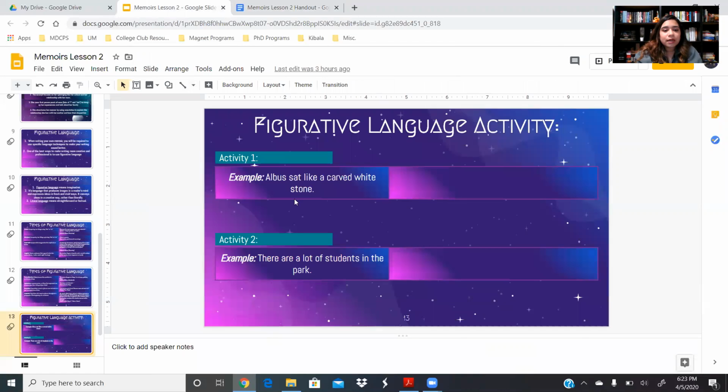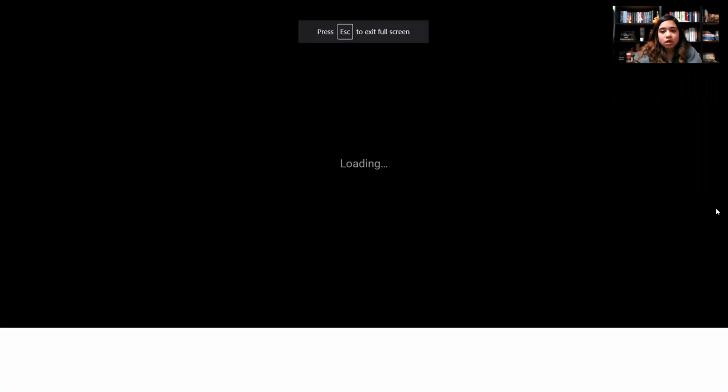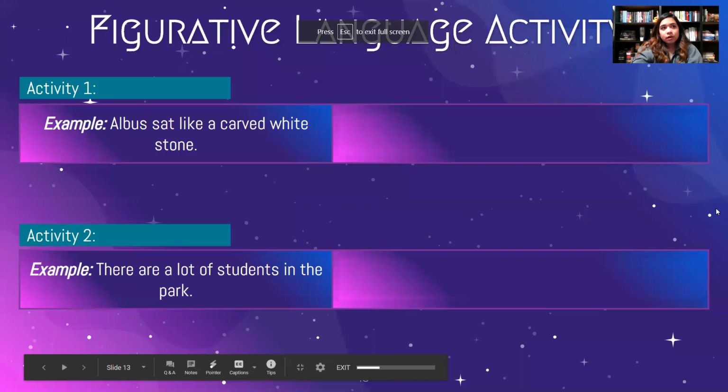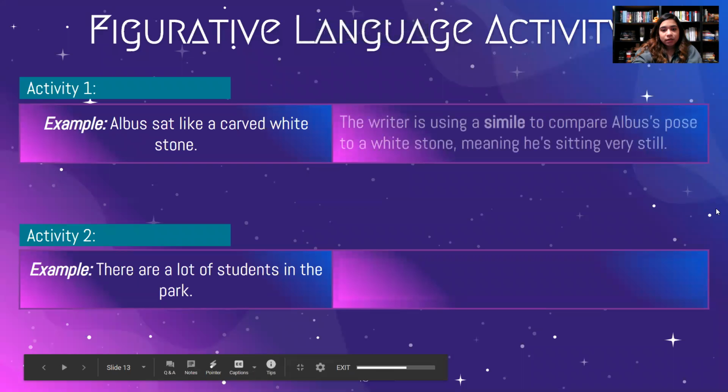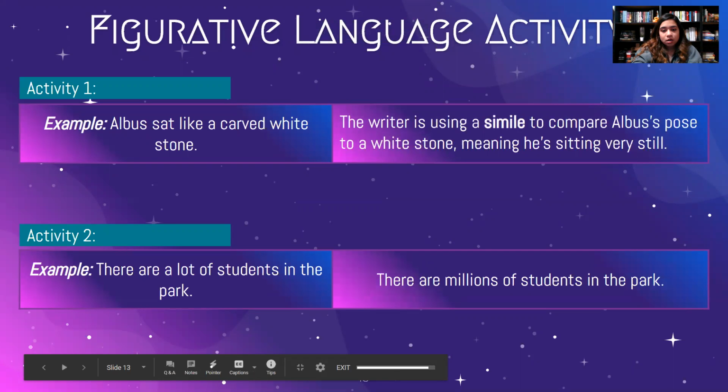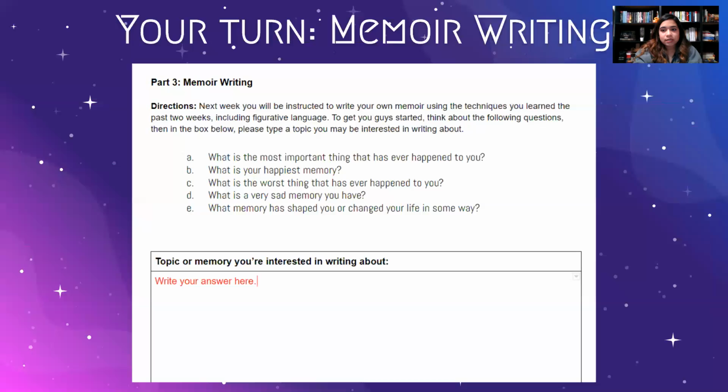But this is part 3, and I also have it here. So in part 3 of your lesson, this is the last part. In part 3 of your lesson, you're going to practice writing your own memoir. And that's the activity that you guys are going to do next week.